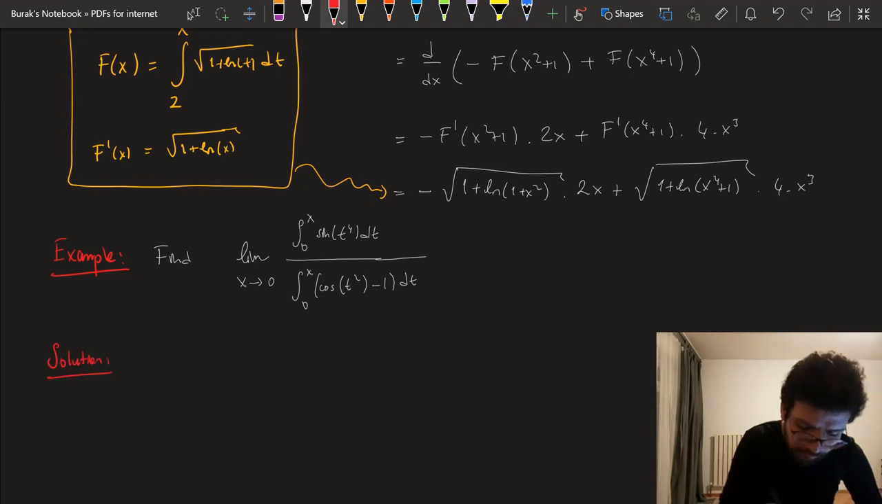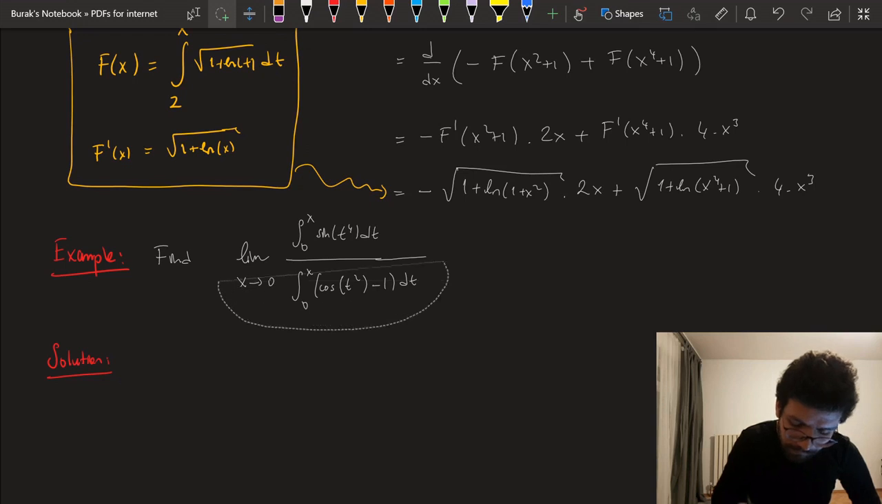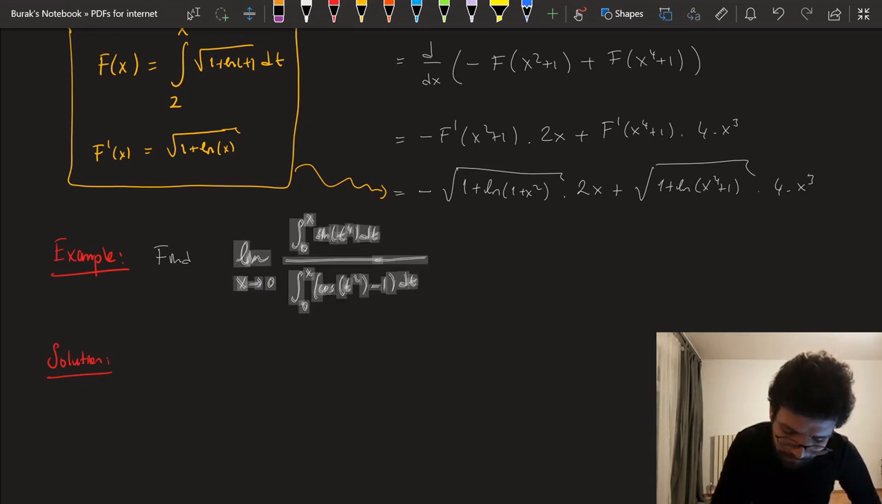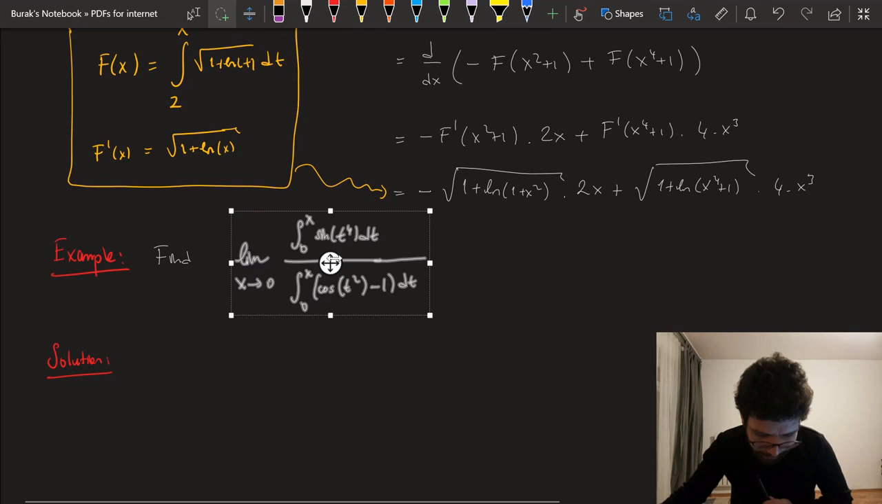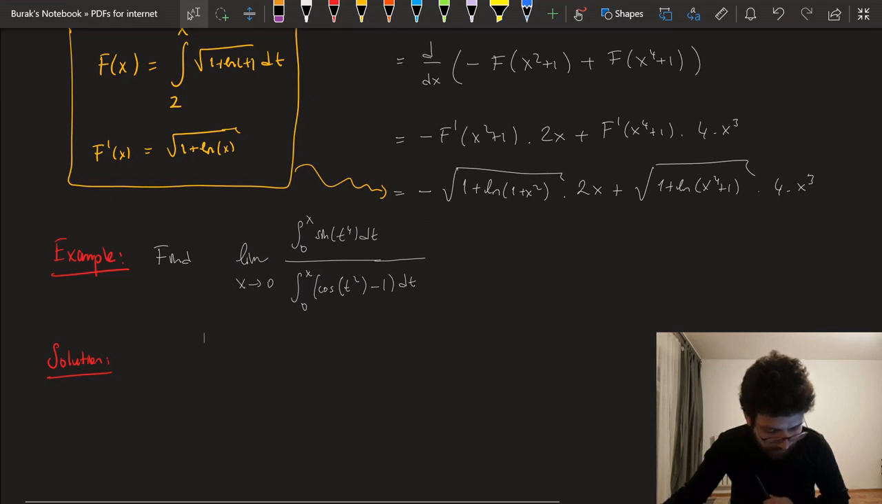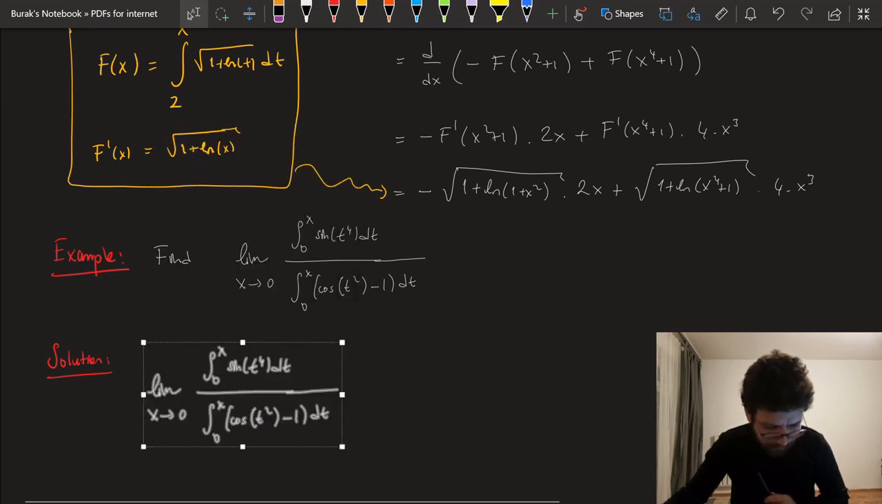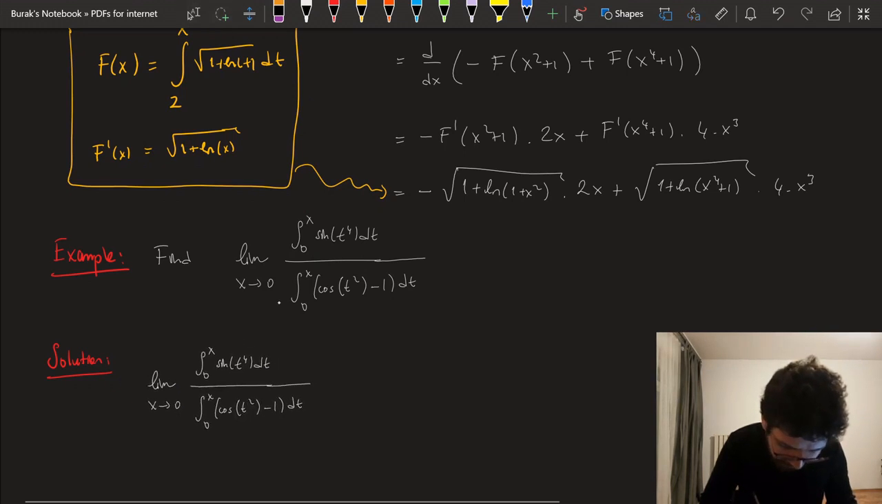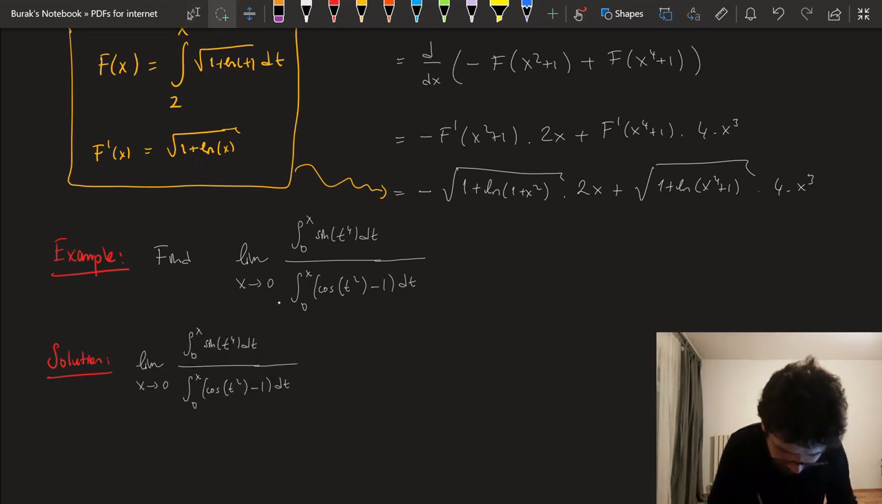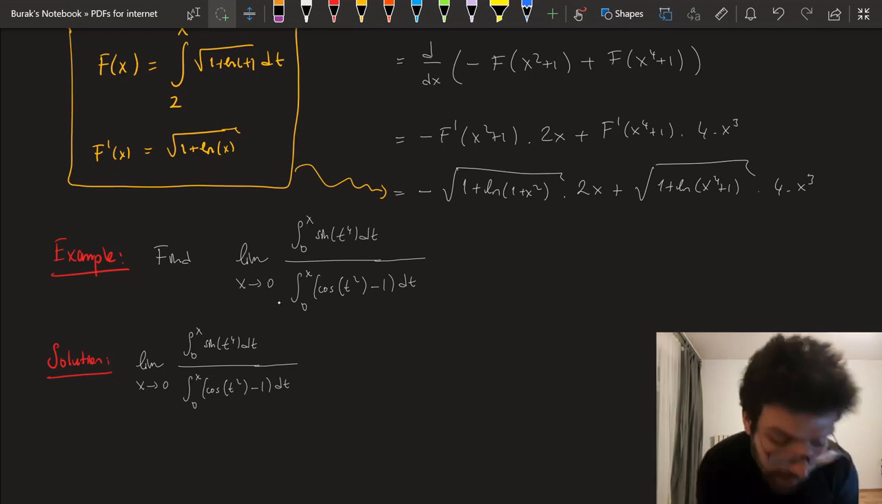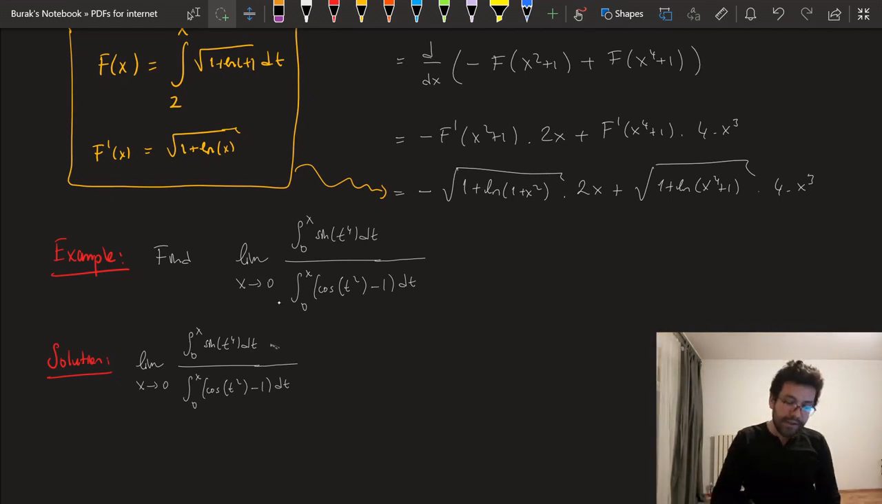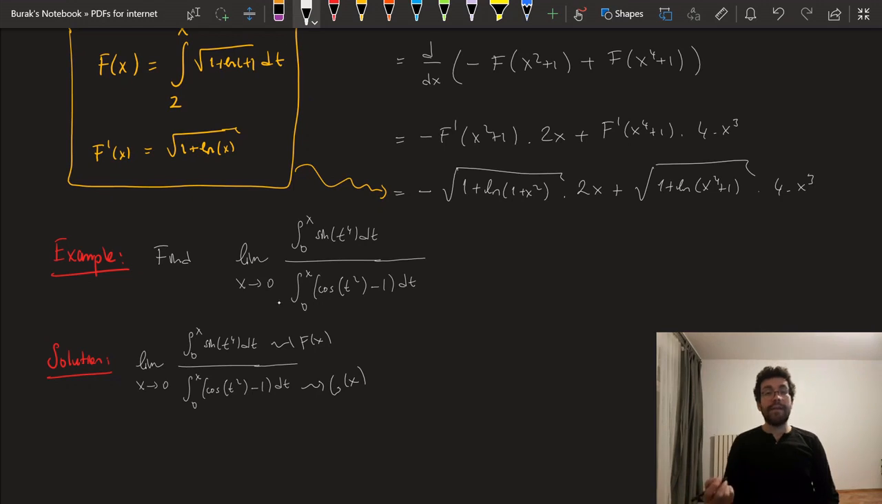So, how would you find this limit? Think of this numerator as your f of x, think of this denominator as your g of x. How would you find this limit?